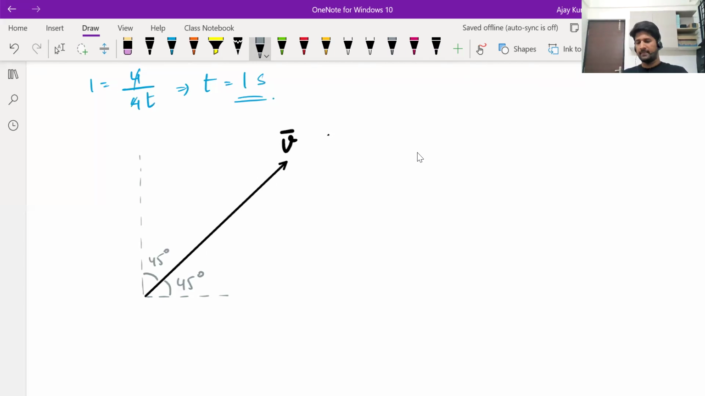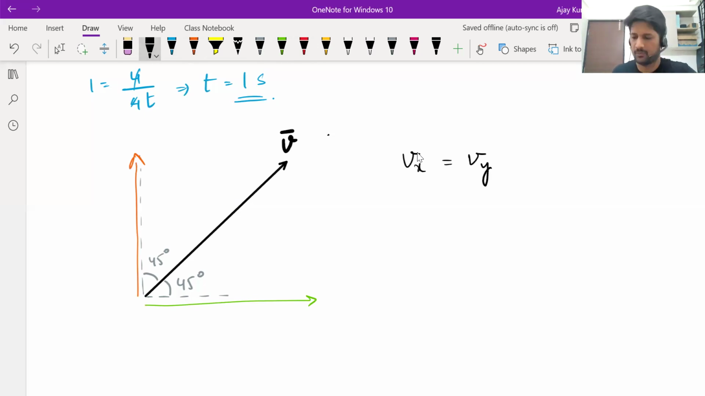Now see, a vector makes the same angle with the x-axis and y-axis. That means its x component will be equal to its y component. If the angles are the same, the components will be the same. So the velocity's x component should become equal to the velocity's y component. That way also you could have answered this. We know the x component of velocity in this question is 4t, and the y component is 4. From there also you get t equal to 1. So this is based on visualization, and this is important.